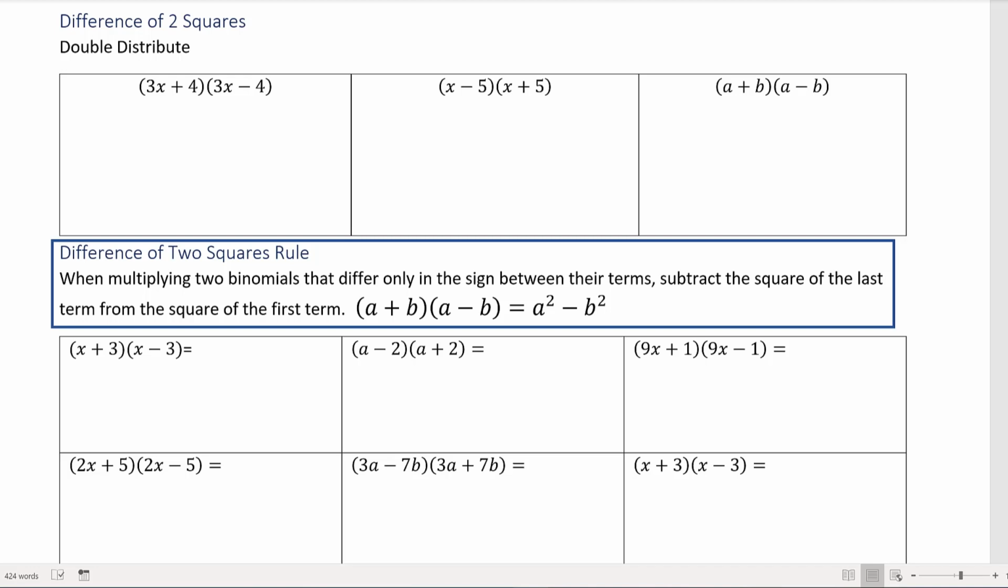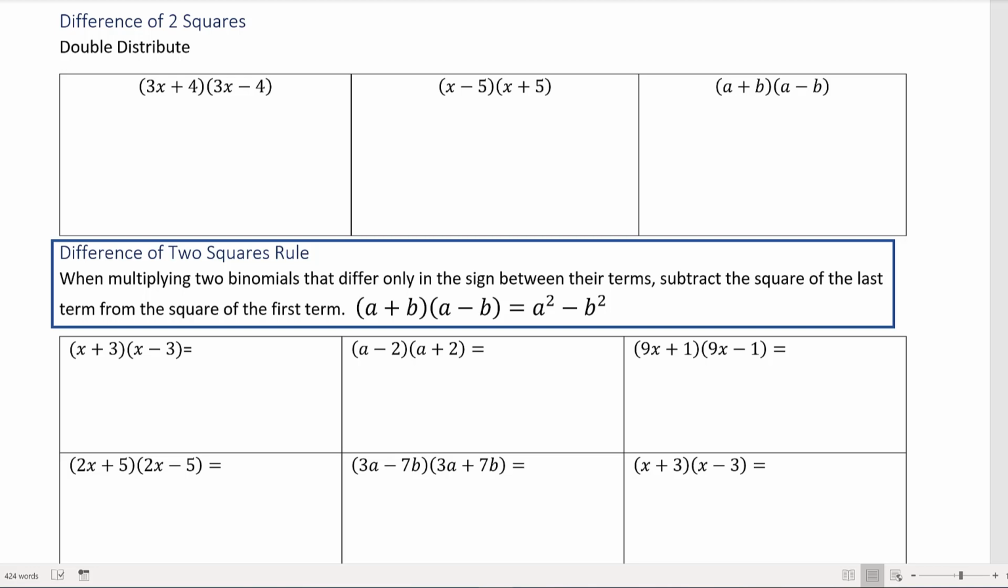The next type of special product that we're going to be talking about is called the difference of two squares. The reason why it's called difference of two squares isn't going to become apparent until we do a couple problems. So let's just try this for a minute and then we'll talk about why it's called that.